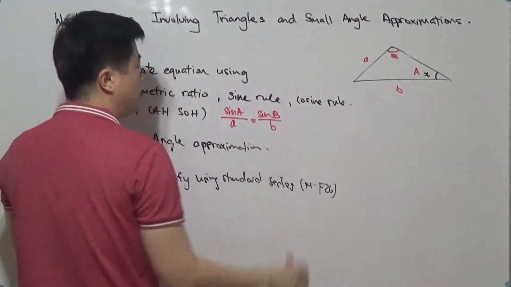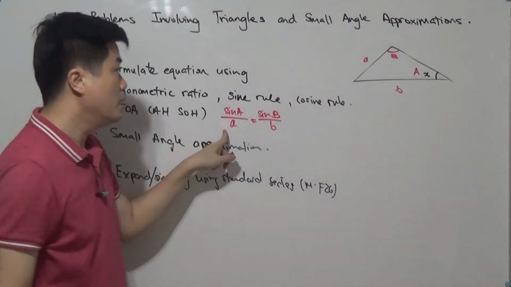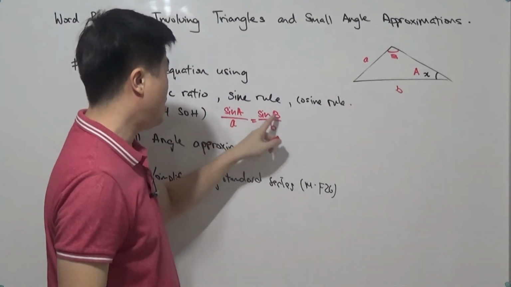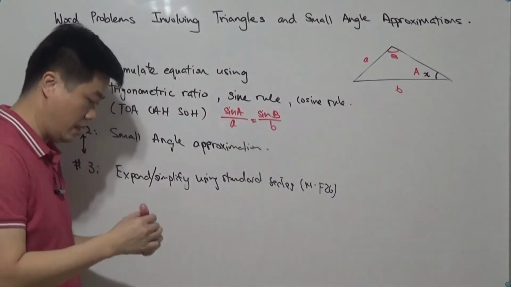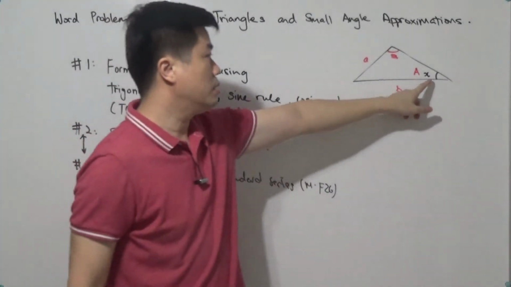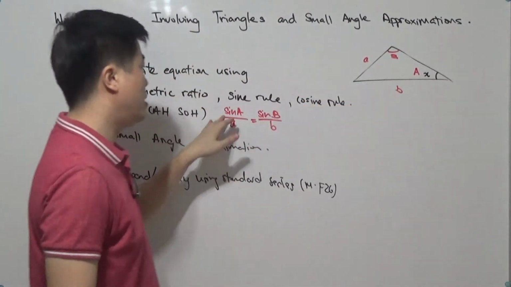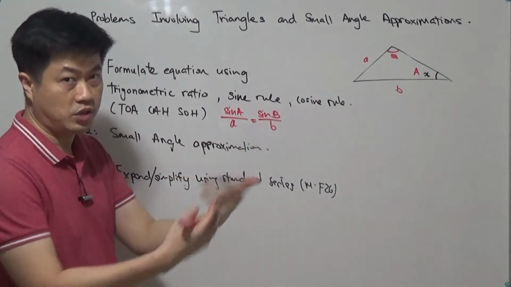So you can set this up using this sine rule equation, and then one of these, either A or B, would be your x. And there you have the equation that is in terms of the small angle as well as your trigo function, which happens to be sine.